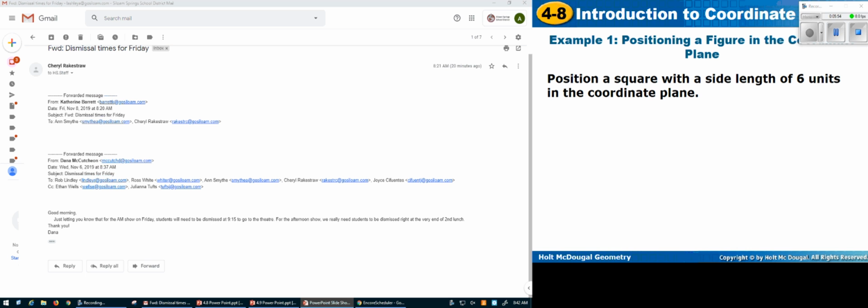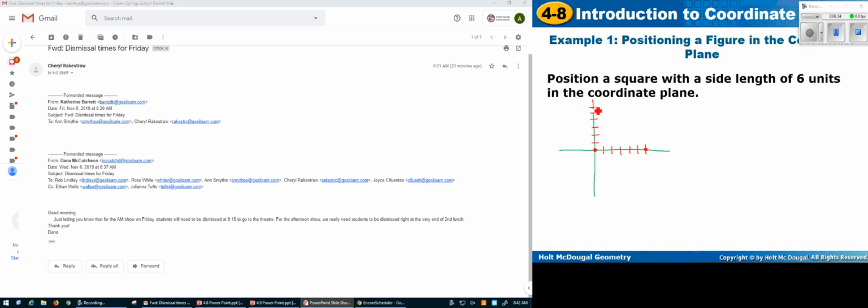Okay, so it says position a square with a side length of 6 in the coordinate plane. So again, you should have a graph on your notes. You're going to place a square with side lengths of 6, and you want to always try to use that first strategy if at all possible. Keep it in the first quadrant. Use the origin as one of your vertices. So if I start here, what directions and how far would I need to go to create my square? Right 6 and also up 6.